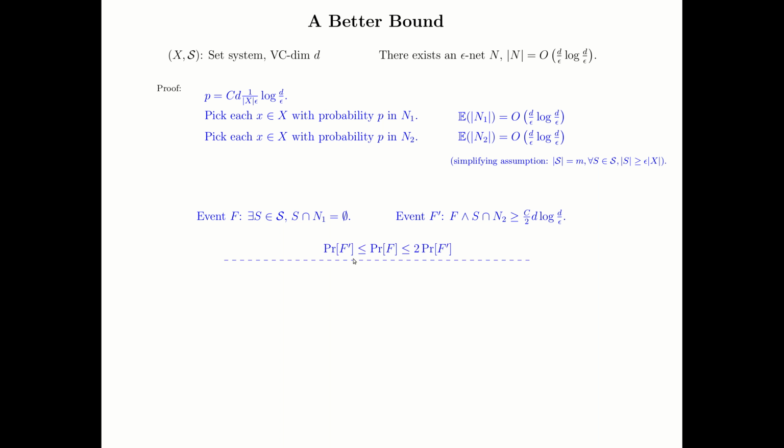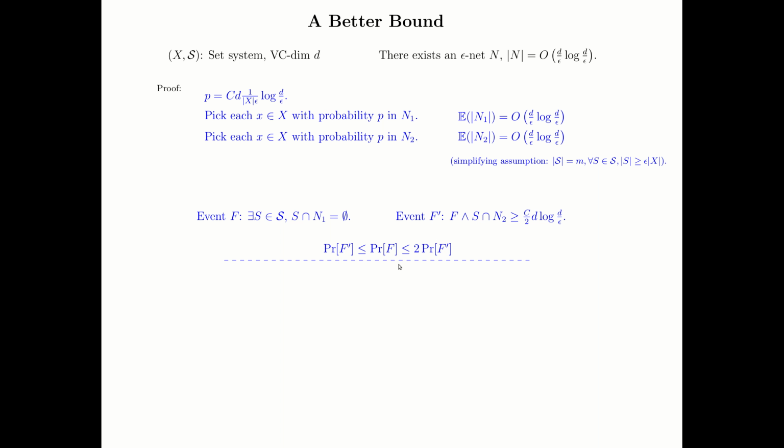Obviously, F prime is a rarer event than F. In other words, for F prime to happen, F must happen, and on top of that, something else must also happen. So the probability of F prime is at most, or smaller, than the probability of F. However, the probability of F cannot be too much larger than the probability of F prime. In fact, we would like to say that the probability of F prime is at most half of the probability of F. In other words, 2 times the probability of F prime is larger or equal than the probability of F.